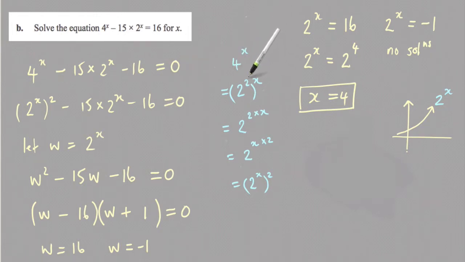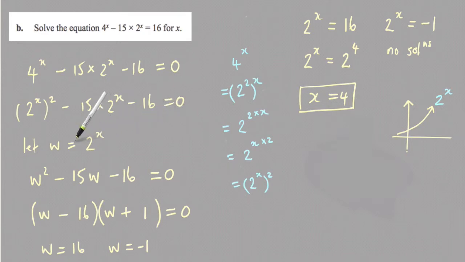4 to the x is really 2 squared to the power x, and then getting rid of this bracket, you multiply these powers, so that becomes 2 to the 2 times x. That can be written as 2 to the x times 2, and then that can be written as 2 to the x to the power 2. So the rule, when you've got a power to a power, you always multiply those powers. And so I've got it in the form I want it in, and as I've done in this step here.